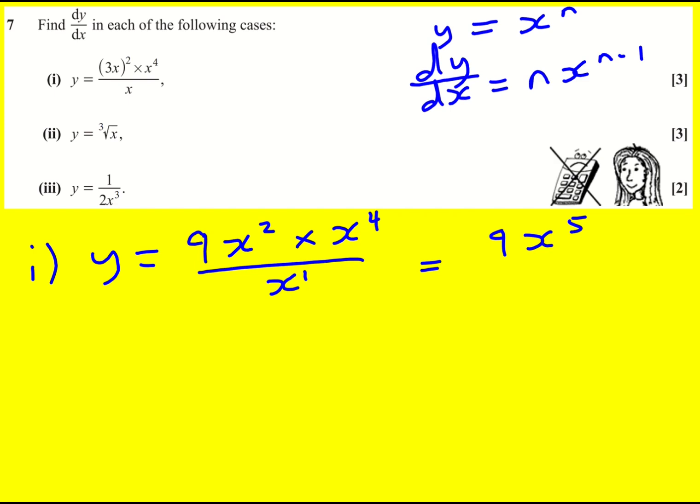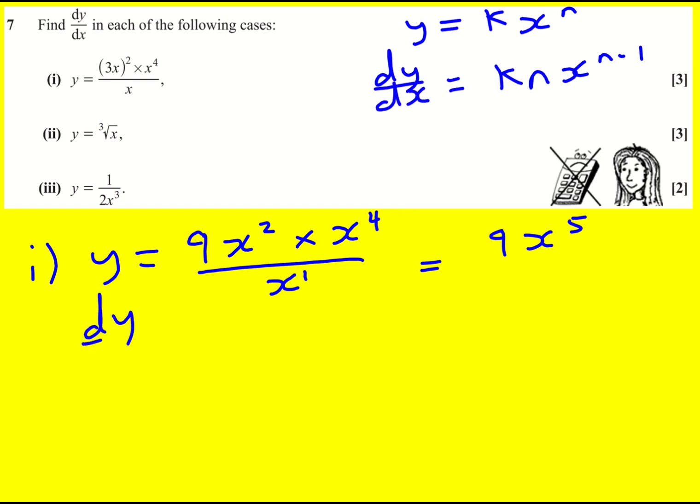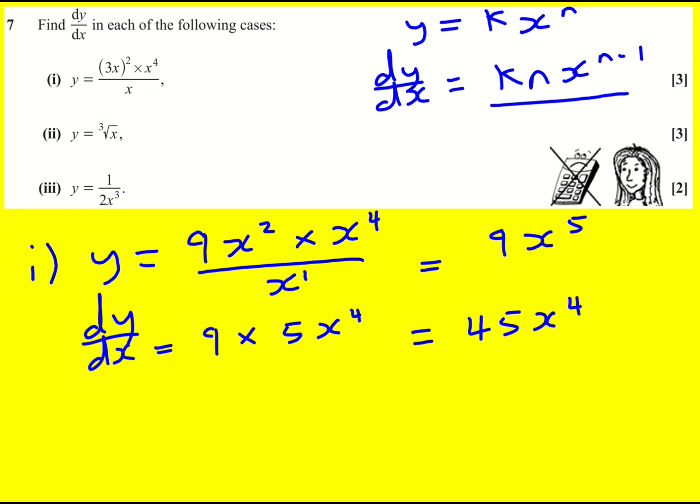And there's one thing I didn't actually say that I should have done, and that is we can go beyond just having y equals x to the n. If I have y equals k x to the n, then the constant just passes through and we just have to times by that as well at the end. So here, dy by dx will equal 9 times 5x to the 4. I brought the 5 down, I've reduced it by 1, just like I'm doing here. So I'm going to get 45x to the 4. You do need to combine those two.